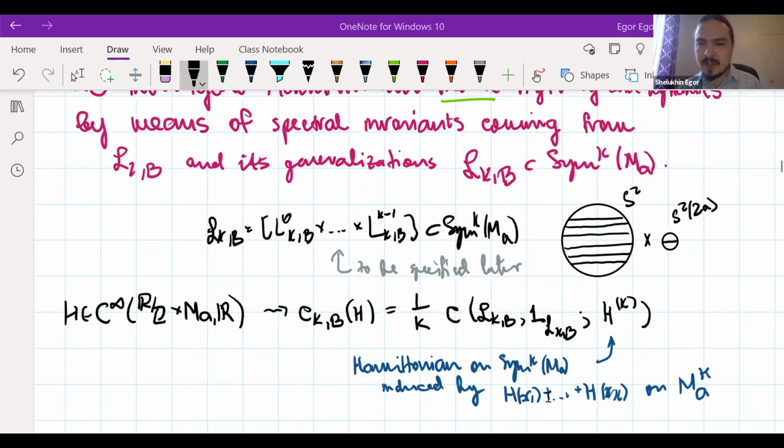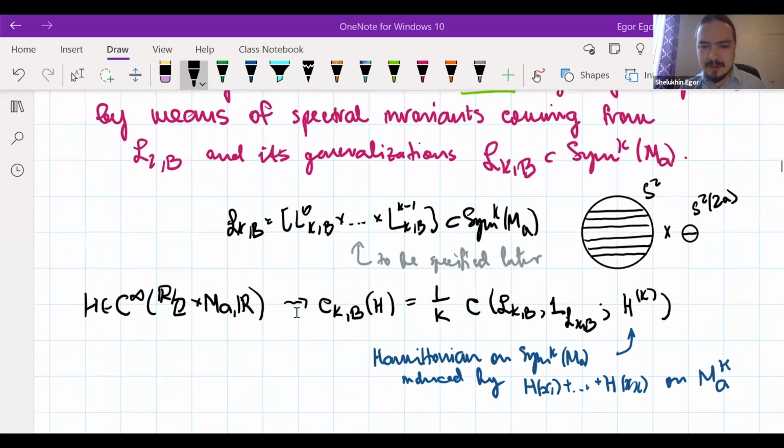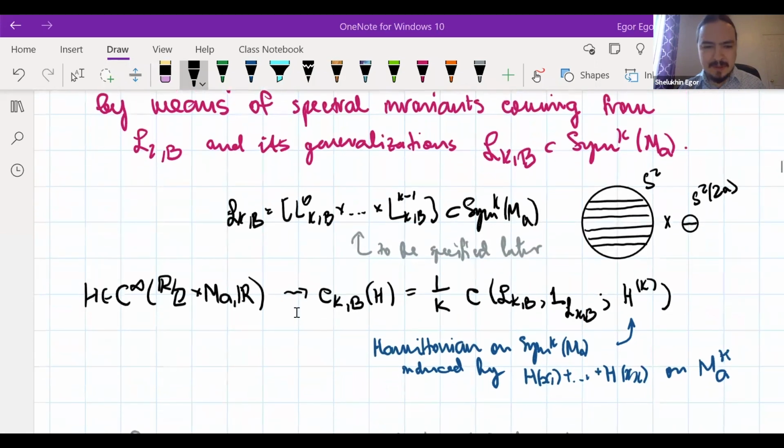the sum h(x1) until h(xk), and indeed it is invariant under the action of the symmetric group, so it's a well-defined thing. And we normalize by 1 over k, because here we had k summands, and then we normalize by k to keep the Hofer norm, so to say, controlled. I will talk about this a little bit more in just a moment.